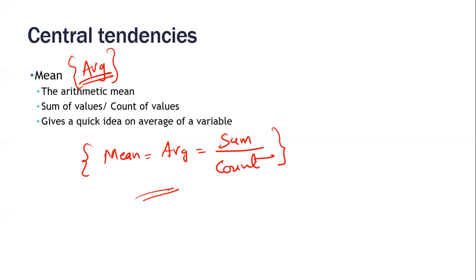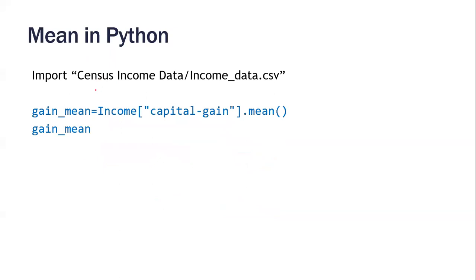Now in Python, if you want to calculate mean, you don't really need to calculate the sum, or the count. What you can do is use a ready-made function called the mean function. So let us see how it is done. There is a data set called census income data. This is the 1990 USA census data. It is available on their website. We can download it. In that data set, there is a column called capital gain.